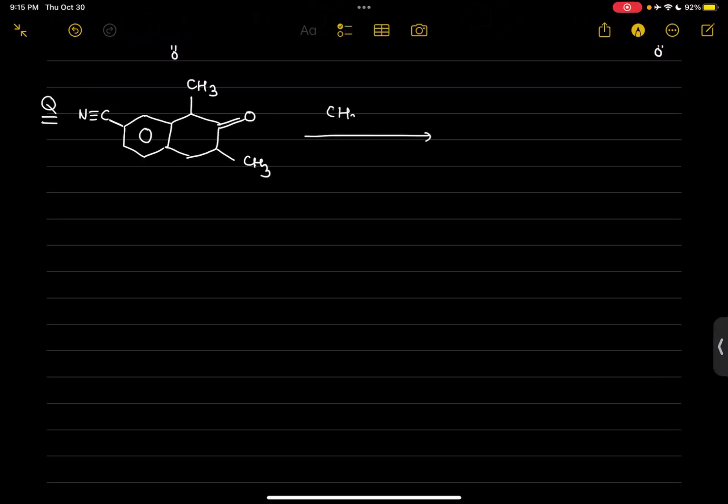The question is asking about the major product of this reaction, CH3MgBr, and this is none other than the addition of Grignard on a polar pi bond. You have taken 2 moles, then you have taken H3O+, and then you have taken concentrated H2SO4.